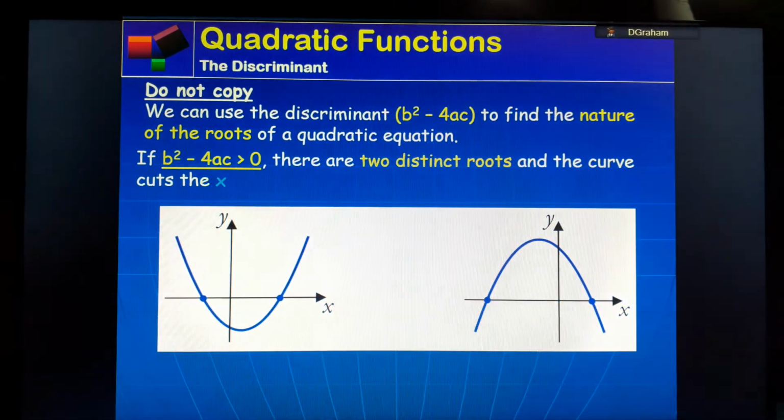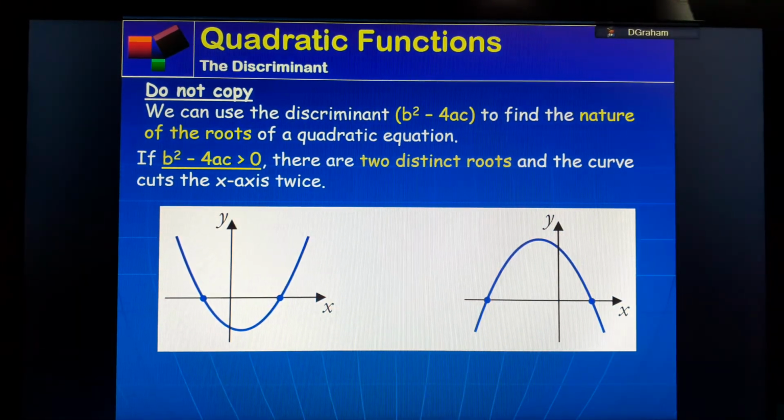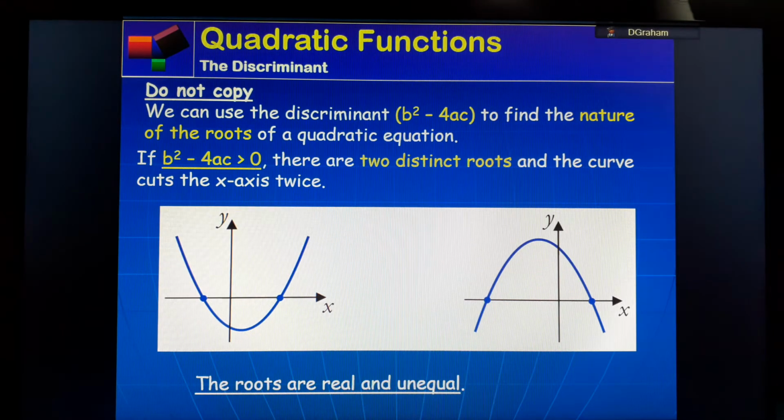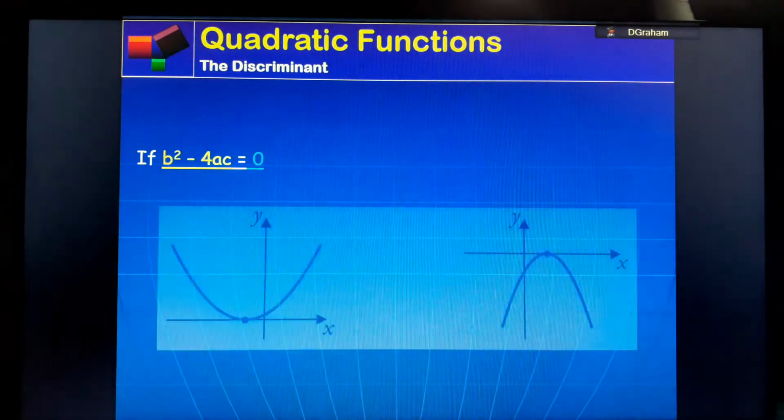So here is a reminder. If the discriminant is greater than 0, it means that there are two roots. And to say that there are two separate roots, we use the word distinct. Two distinct roots, and the curve cuts the x-axis twice. The roots are real and unequal. Okay, that's another way we could describe it.